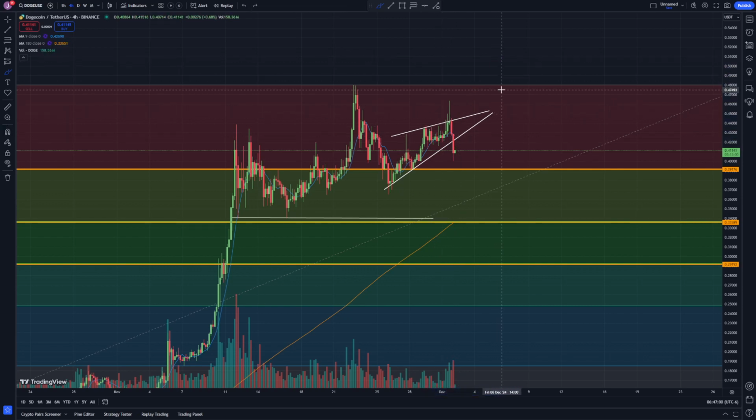I could take advantage of that. But it does look like we had this little rising wedge pattern. We had this top, we had this bottom, we broke out of it to the upside, but it was kind of like a fake out right here. Looks like we're breaking down right now.